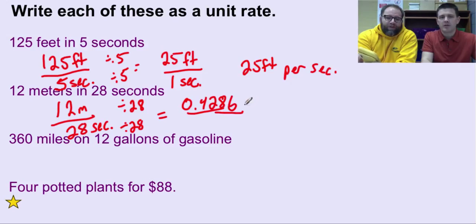So we rounded it off. So that's going to be meters still, over 1 second. The denominator is always going to be just one of it. That's why it's called a unit rate. It's per one of something. All right, let's see our next one.